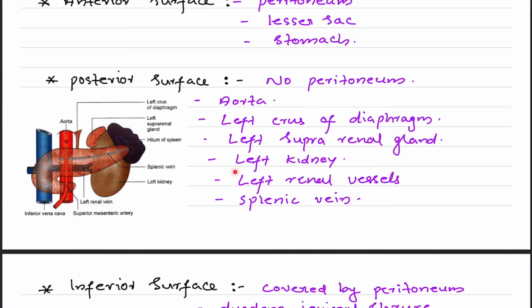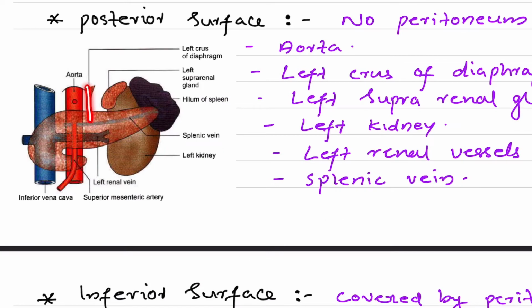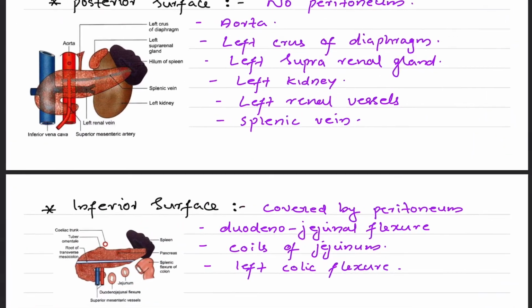Okay. So on the posterior surface we don't have any peritoneum, but we have the aorta, left crus of diaphragm, left suprarenal gland, left kidney, left renal vessels and splenic vein. This is the body. This is the left crus of diaphragm. This is our kidney, left suprarenal gland. So vessels coming to the left kidney, left renal vessels and splenic vein. See the vein coming from the spleen. This is the splenic vein. These are its posterior relations.